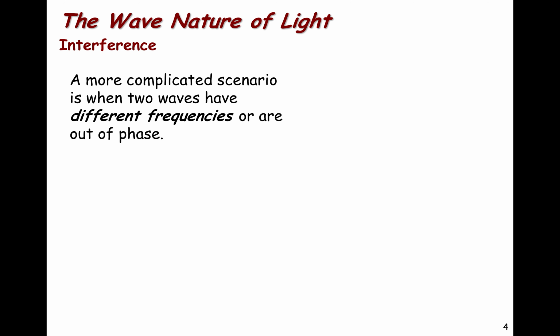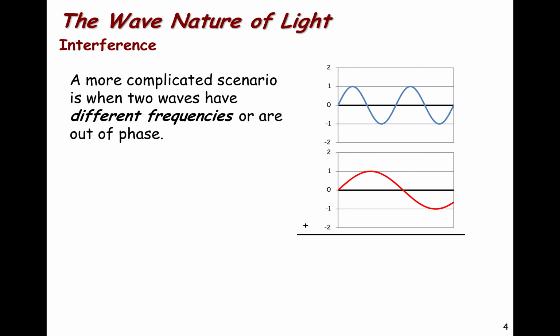A more complicated situation can occur if the two waves involved have different frequencies, or possibly have the same frequency but are somewhat out of phase with one another. Then you have a situation where, for example, the top wave is moving from left to right and has a higher frequency than the bottom wave, which is moving from right to left.